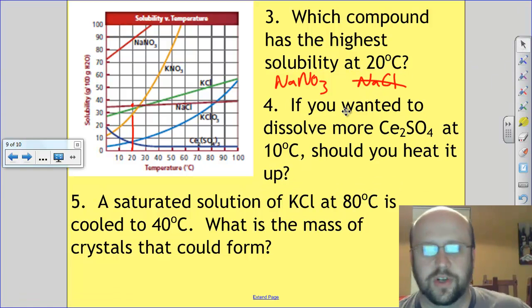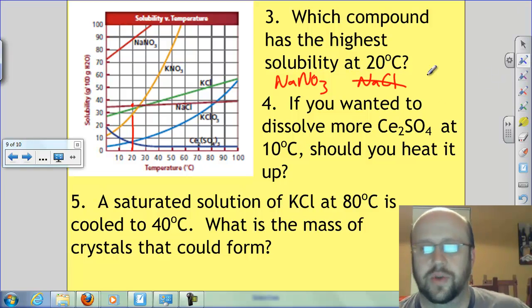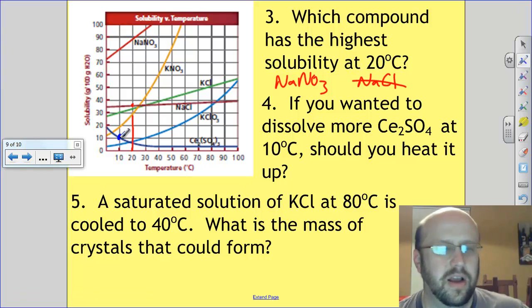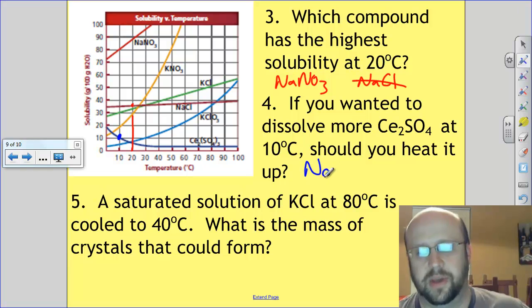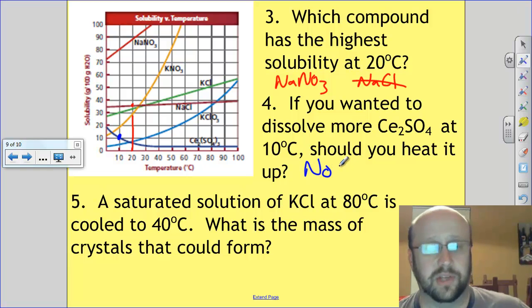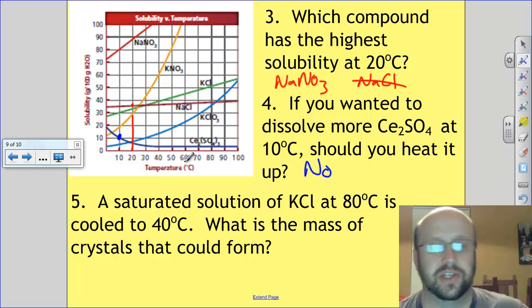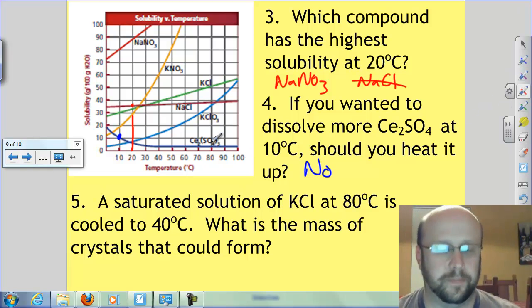Okay, question 4 is a pretty interesting one, and actually there's a little typo in here. That should be cesium with 3 sulfates. If you wanted to dissolve more cesium sulfate at 10 degrees Celsius, should you heat it up? So we go to 10 degrees Celsius, okay, and we're right there. We can dissolve about 10 grams. So what happens if we heat it up? The solubility actually goes down. Okay, so that's kind of a big fat no. What should you actually do if you wanted to dissolve more? I should cool it down. If I cool it down, the solubility actually increases. And again, that's not really the norm, but it definitely is something that happens occasionally.